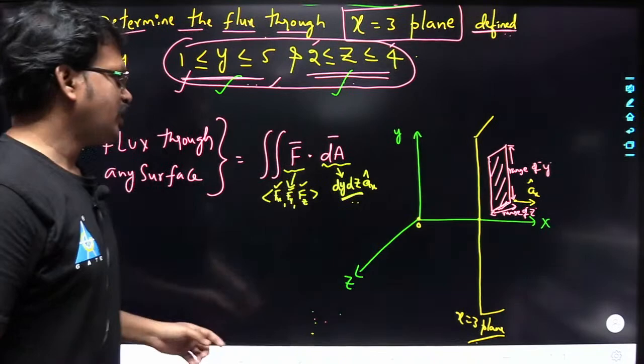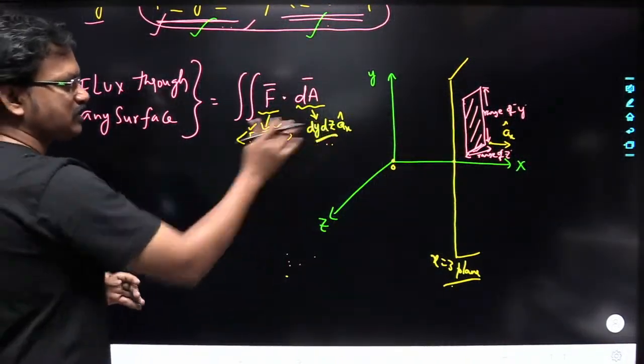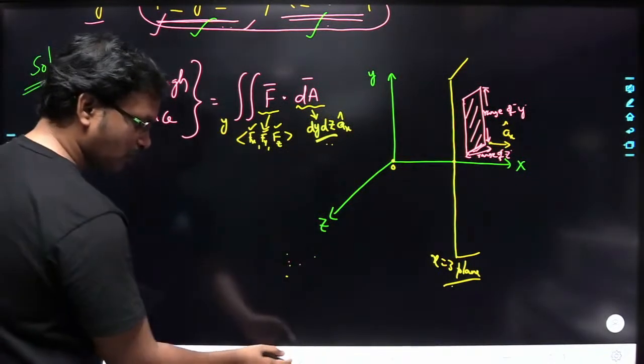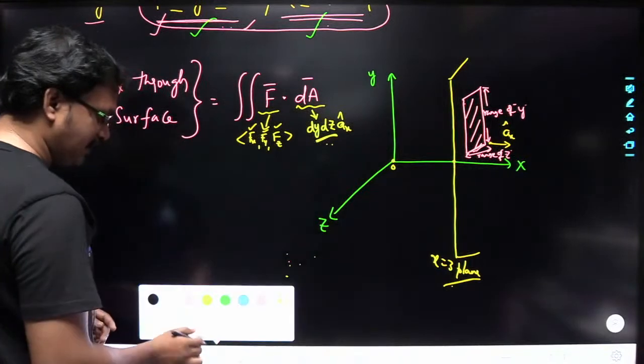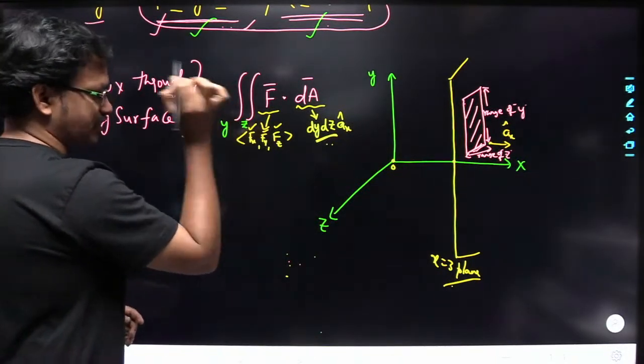Okay. So now here we can easily solve the problem. Now see here, the variables are nothing but y and z. So you have to integrate with respect to what? You have to integrate with respect to y and z.